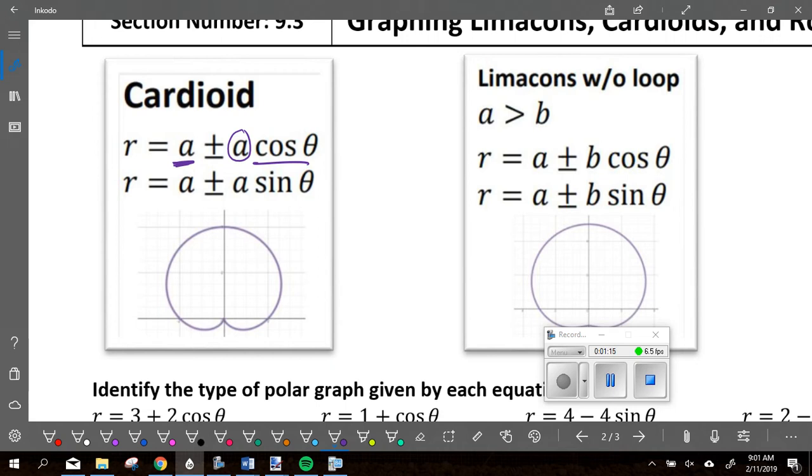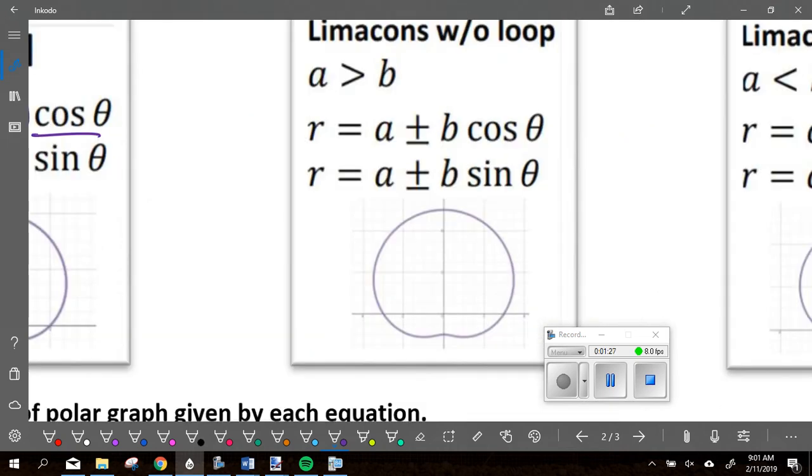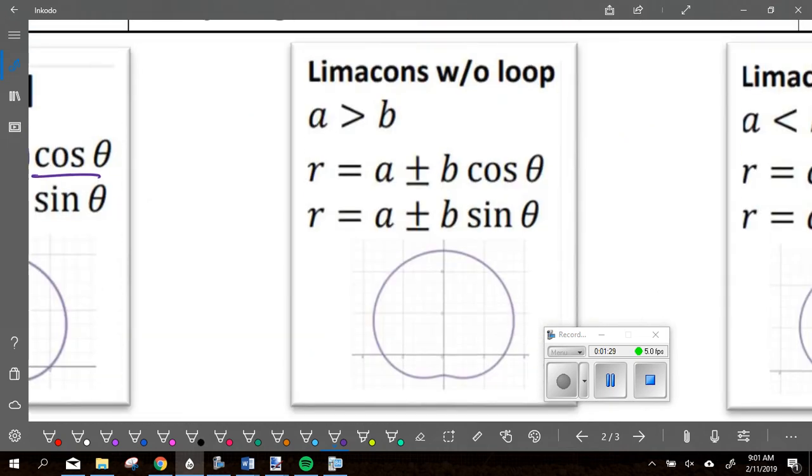A cardioid looks like a peach, we will say. It's going to go around. Notice that it comes around. It's a circle, a little bit offset, and it goes back and touches the origin as we go through that. We can have a Limassol without a loop. That's this thing right here. This happens when the number that you're adding is bigger than the coefficient. If it's a bigger number, then it is going to get you this shape right here.